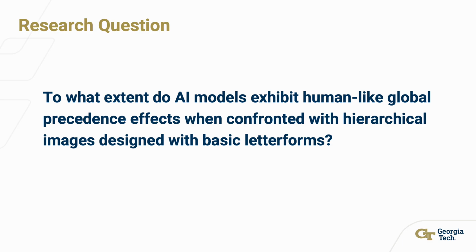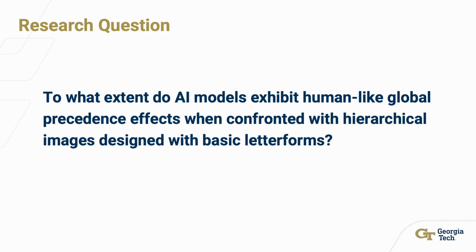Following from psycholinguistics, we may thus ask a research question relevant both to cognitive science and machine learning. To what extent do AI models exhibit human-like global precedence effects when confronted with hierarchical images designed with basic letter forms? Understanding this phenomenon is important because visual processing plays a role in everything from object recognition to reading, and it serves as a window into how the mind organizes complex information.